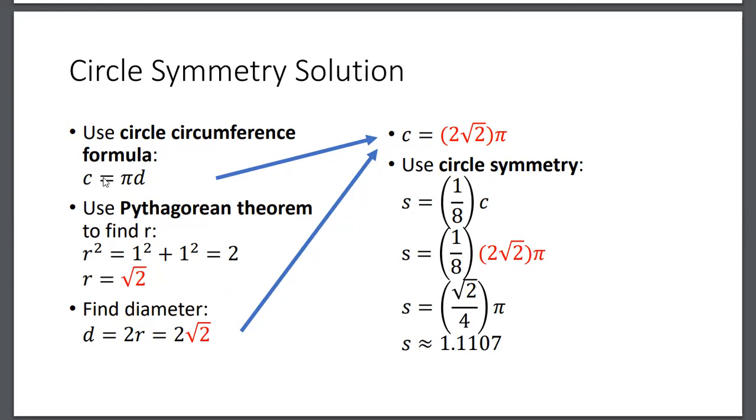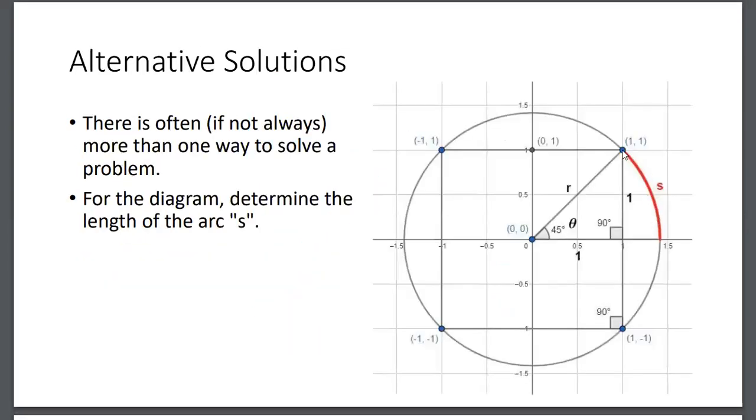Going back now to our circumference formula, plugging in pi times diameter. Well, pi is there. The diameter is 2 square root of 2, so we get 2 square root of 2 pi. And now use circle symmetry. This arc, looking at this diagram, this picture, is half of the first quarter of the circle. So it's 1/8 of the entire circle, 1/8 the circumference.